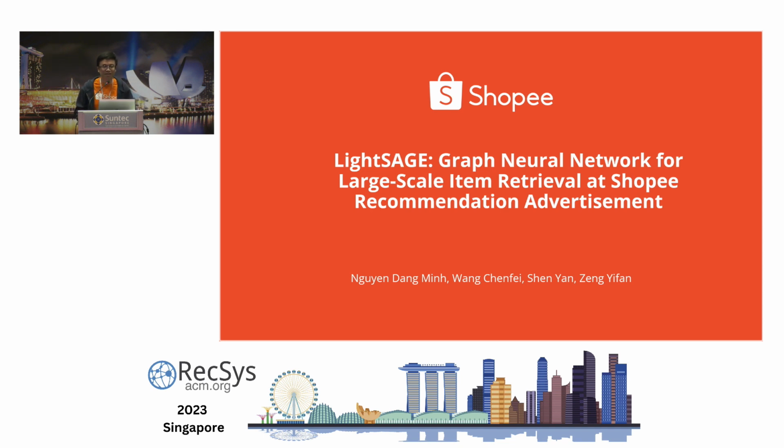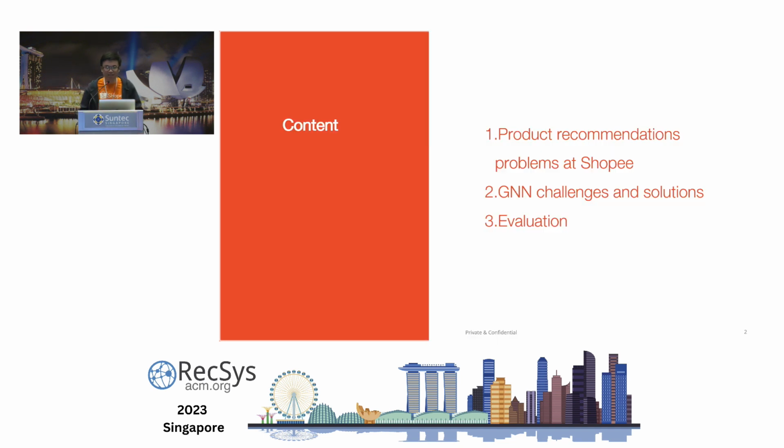Today, I will present about LightSAGE, graph neural network for large-scale item retrieval at Shopee recommendation advertisement. The authors are me, Chen Fei, Shen Yan, and Ethan. This is the outline of the sharing. First, we'll present the recommendation problem at Shopee, the challenges and our solutions when applying GNN to solve the problem, and lastly the evaluation result.